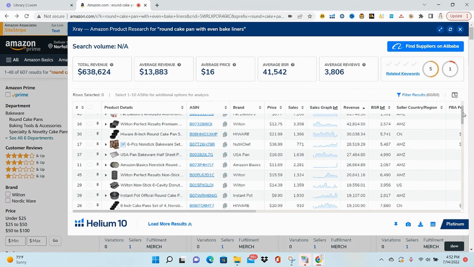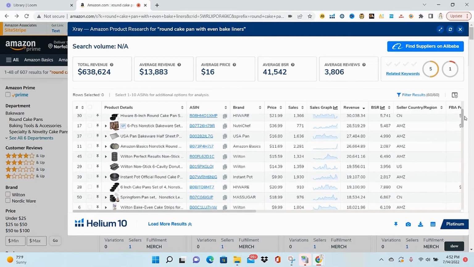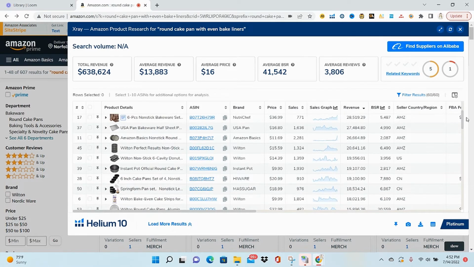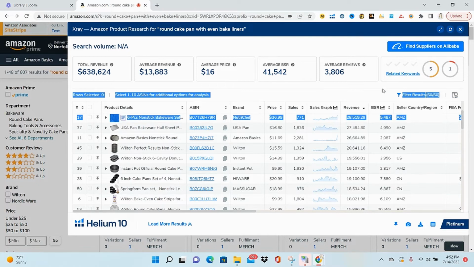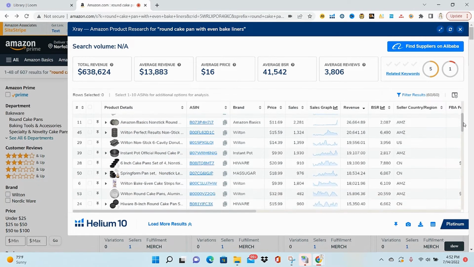So Wilton seems like a really popular brand for these cake pans, and that might be something I want to go and research now. Will Wilton open up a wholesale account with me directly, or is there a distributor I could get them from? Because they seem to be dominating in this niche.